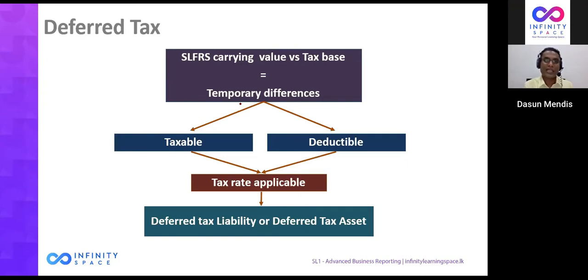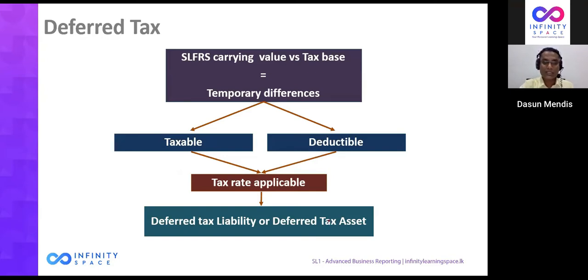Now, if I take the example of a revaluation of a property under LKAS 16, the property, plant and equipment standard, building revaluation will increase the carrying value of the building, and that would create a temporary difference. If the carrying value is higher than the tax base, that is a taxable temporary difference, which will lead to a deferred tax liability. If the carrying value is less than the tax base, I'm talking about an asset, that is a deductible temporary difference that will lead to a deferred tax asset. So you take the temporary difference multiplied by the tax rate, and you will get the deferred tax liability or deferred tax asset.